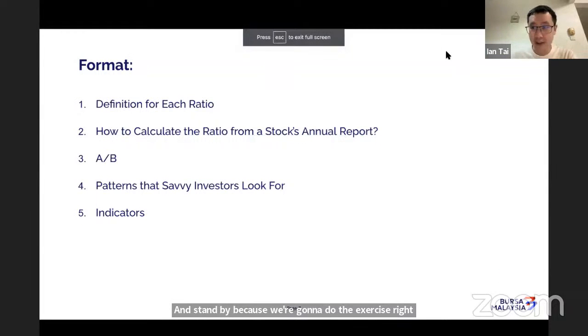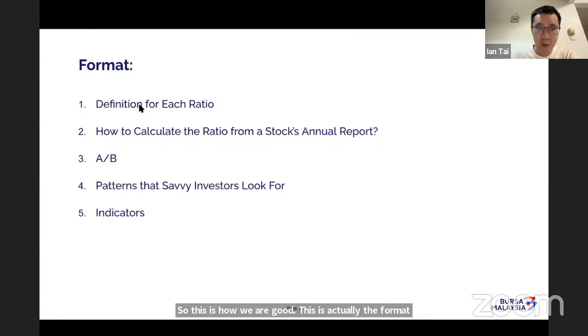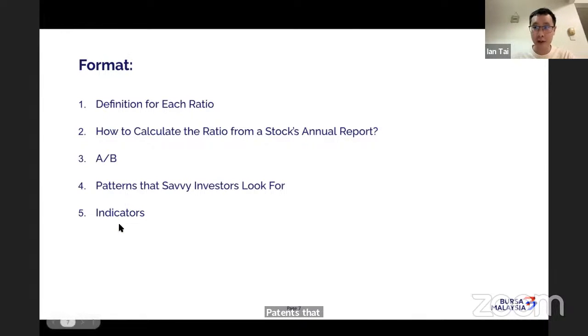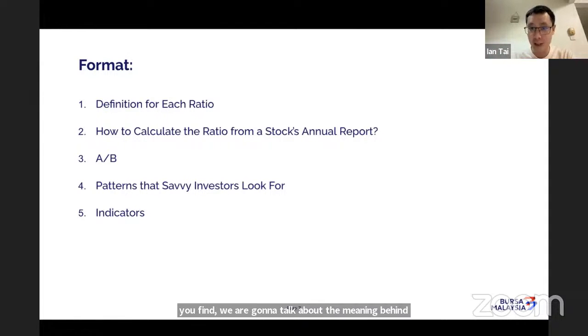So this is actually the format for this online workshop. Number one, I'm going to give you the definition for each ratio. Then from there, I'm going to share with you how you can calculate all these 5 ratios that I talk about from a stock's annual report. Number 3, we're going to do the A/B testing. Number 4, we're going to look at patterns that savvy investors will be looking for. And the 5th one, we are going to talk about the meaning behind all these ratios. That's where the indicators come in. All right. So these are the format, and let's get into it.